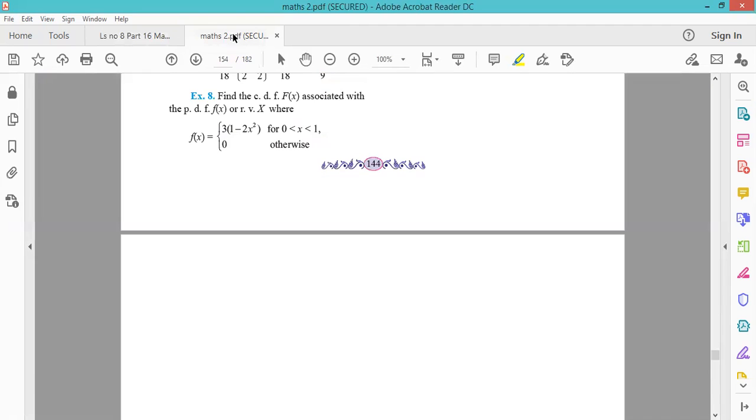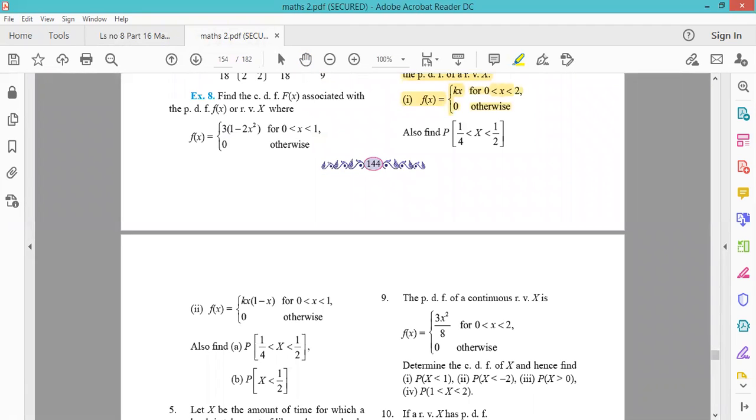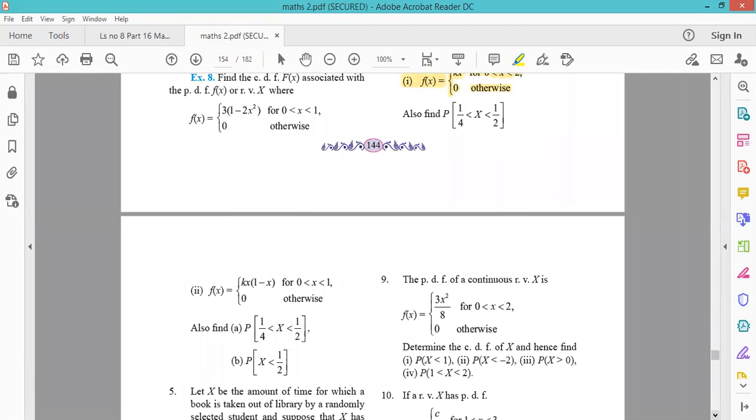So with this class we have finished exercise 8.2k 1, 2, 3 and 4 sums. I hope you all must have followed the logic. If not, first go and study integration, revise the formulas and then come to this particular exercise.